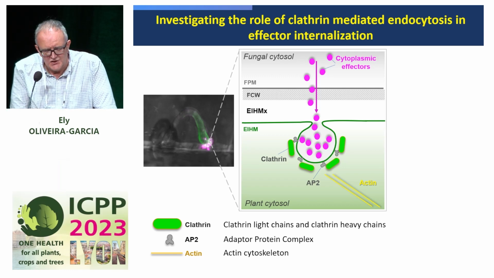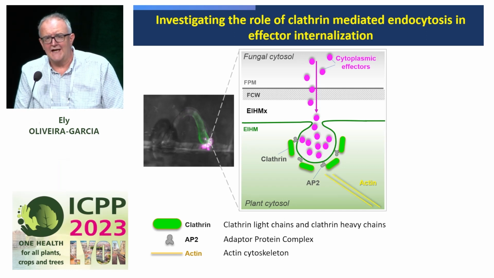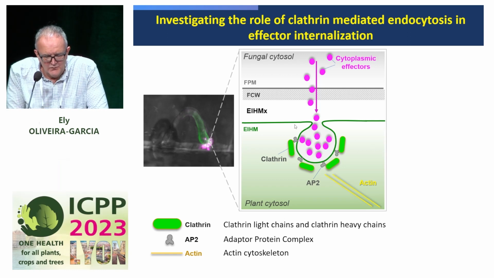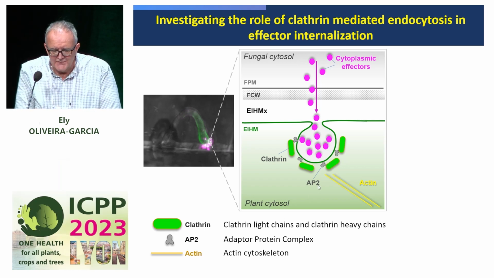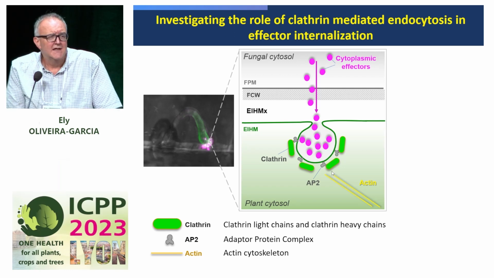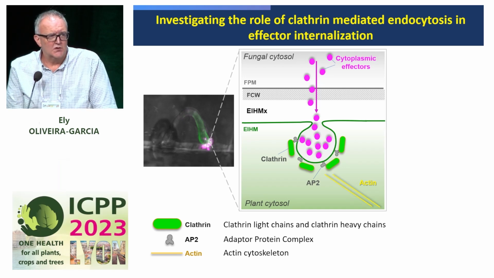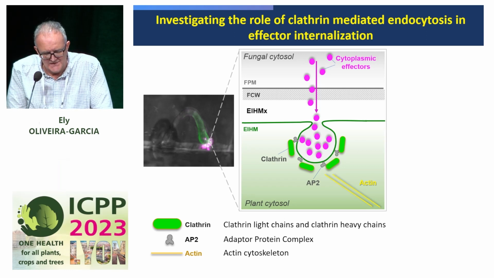uptake into rice cells. Now, of course, endocytosis comes in 2 flavors: clathrin-mediated endocytosis and clathrin-independent endocytosis. And with clathrin-mediated endocytosis, we see both clathrin heavy and light chain associated with the adaptor protein complex and coating these pits, which eventually will bud off as endosomes. And those are very often associated with actin. So in fungi and in mammals, actin is absolutely essential for clathrin-mediated endocytosis. In plants, the system is slightly more complex, but there's a close association with actin, particularly with endosomes and endosomal movement.